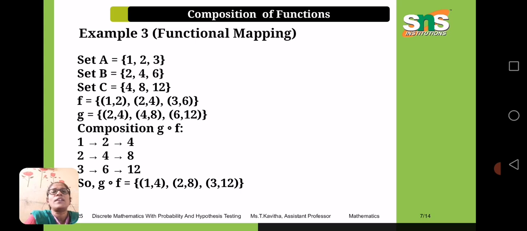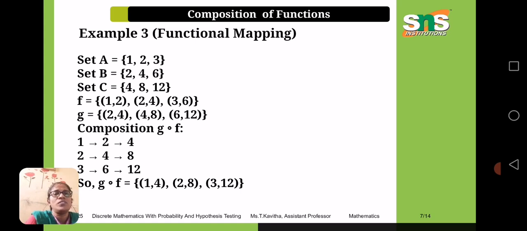Now we calculate the composition g composite f. Here the function f image of 1 is 2, image of 2 is 4. Therefore g of f of 1 is equal to 4. Then the image of 2 is 4, the image of 4 is equal to 8. Therefore g of f of 2 is equal to 8. Again the number 3, f of 3 is equal to 6, g of 6 is equal to 12. Therefore g composite f is the mapping 1 to 4, 2 to 8, 3 to 12.